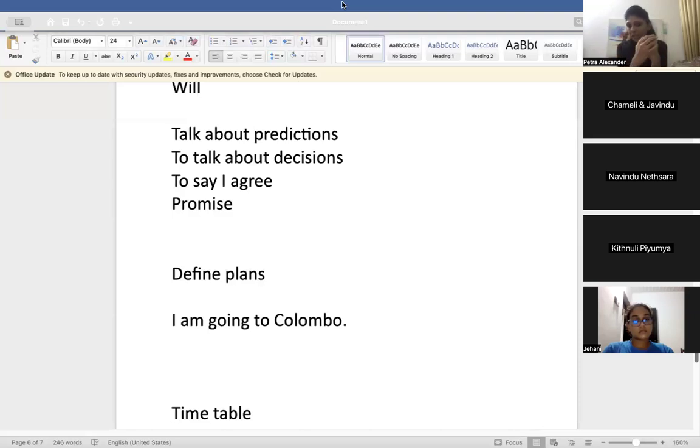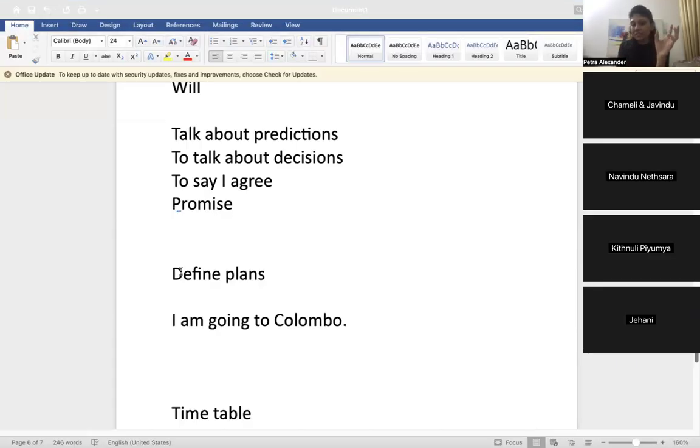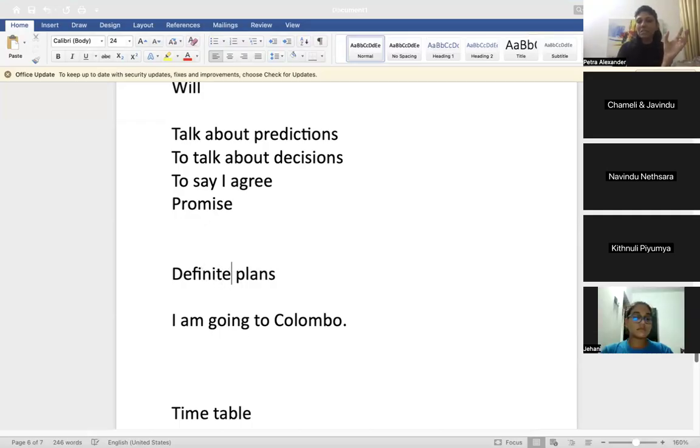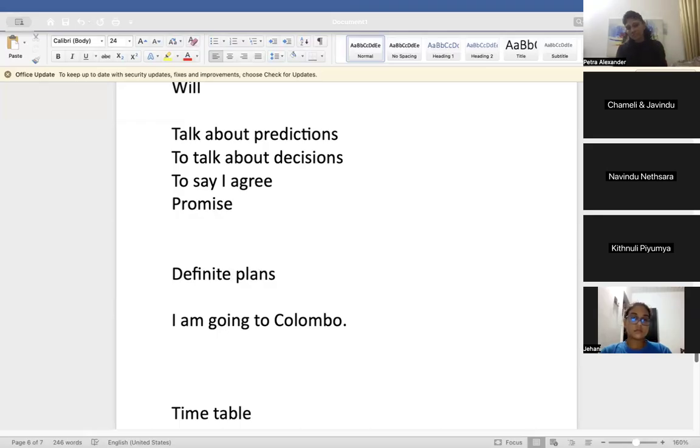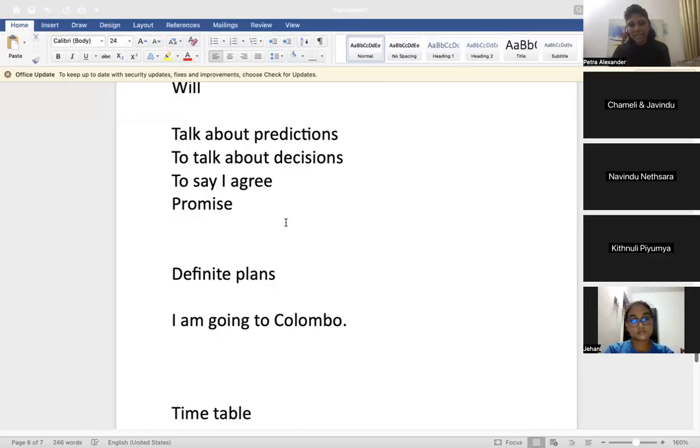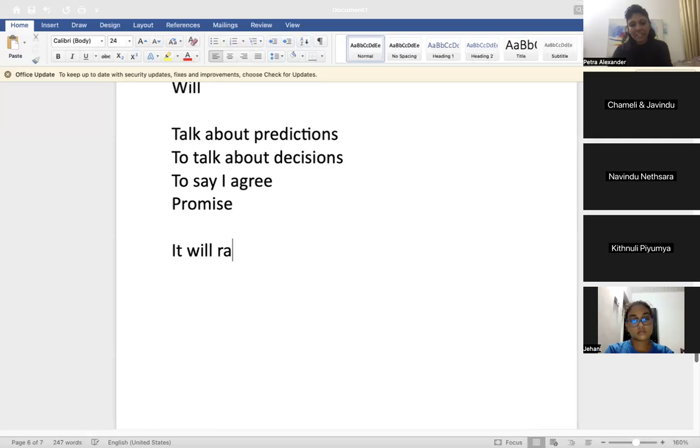Decisions, like the government will give. So will, right? But for definite plans, we use present continuous. Okay, right. So today we talk about future tense. Okay, and then for an example, it will rain tomorrow.